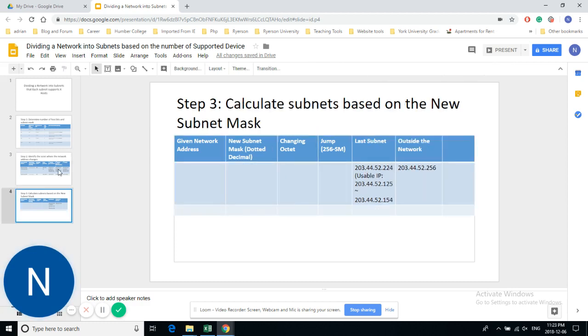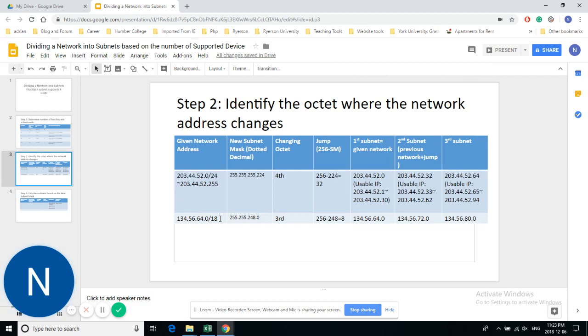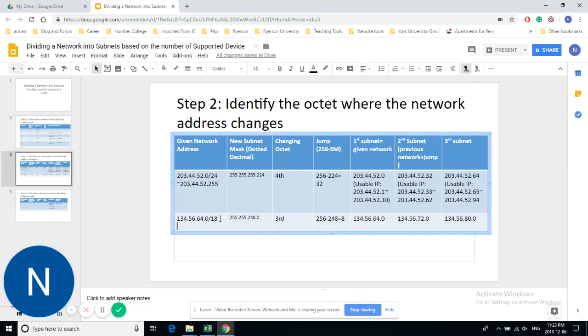Last subnet. To find out the last subnet, I actually need to know the range of IP addresses in this network. I know that the IP address 134.56.128.0 is just outside the boundary of this network. The /18 network goes from 134.56.64.0 and goes up to 134.56.127.255. I'm going to write 127.255, but 128.0 is just outside the boundary.